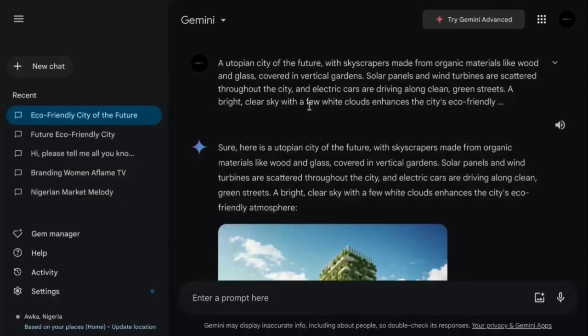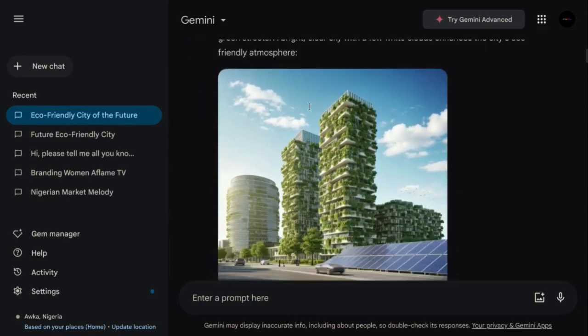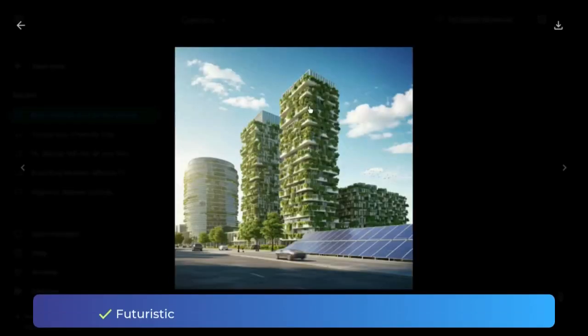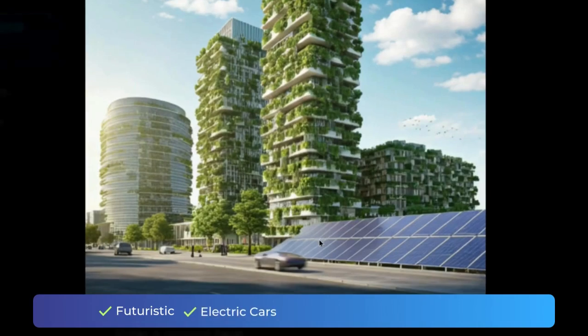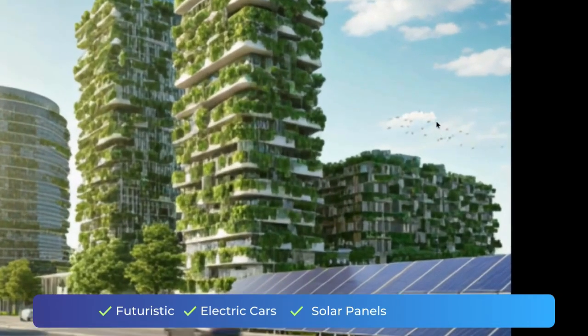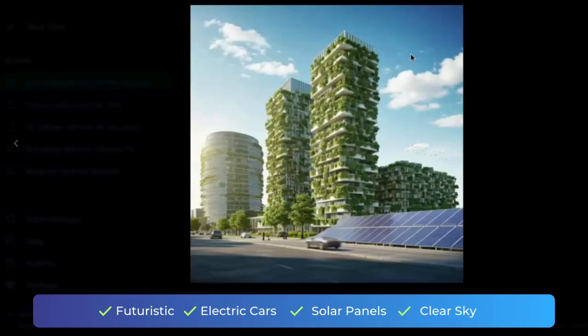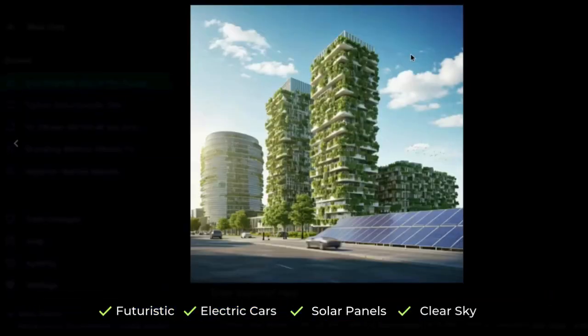So, I started by inputting my first prompt on Gemini Imagen 3, and this was what I got. This is a really futuristic city and very unrealistic. You can see the over-exaggerated gardens and how they pop out on the architecture of this building. Electric cars are driving along the streets with solar panels here, and you can also see some details of some birds flying over here. The sky is clear with a few clouds.